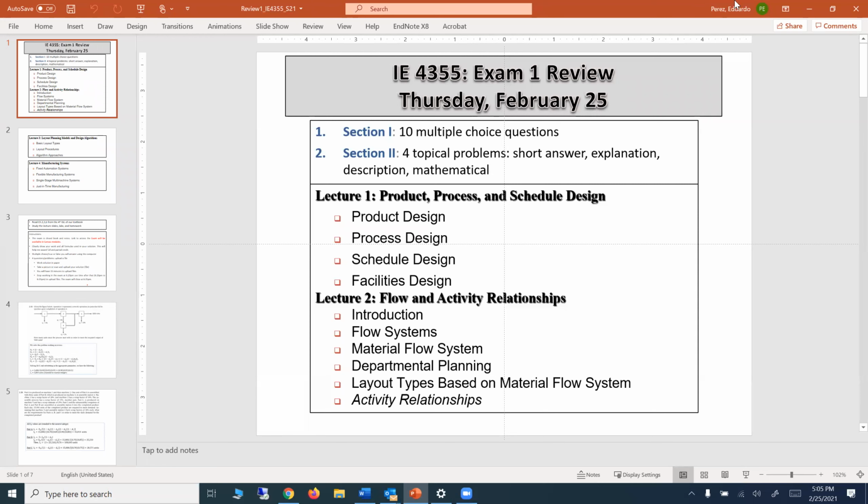So I see that we have a question. Let's see. The question is, are you okay with us using a tablet to complete the exam? The exam again is going to be online, so it's fine with me if you want to use the tablet and then create a file and upload that file into the attachment. That's fine.